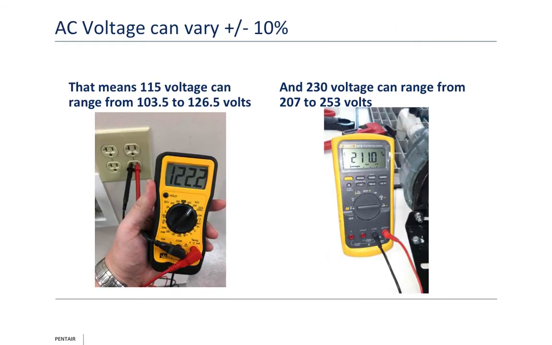Remember also, AC voltage can vary plus or minus 10%. That means 115 can vary from 103.5 to 126.5. Or voltage on 230 can vary from 207 to 253.